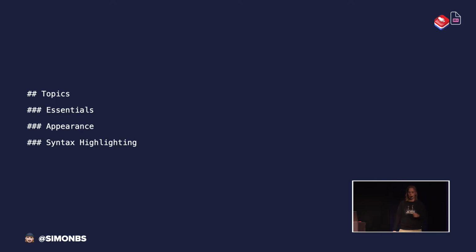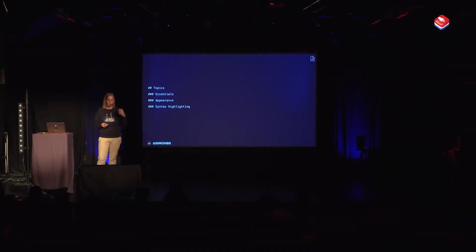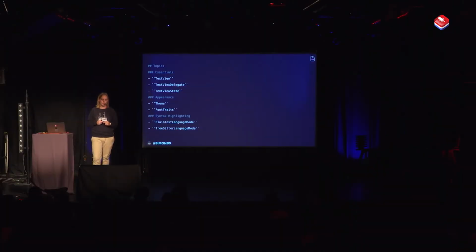We'll add a Markdown file with the topics that are relevant for our framework. In this case, we have essentials, any essential types to get our users started using our framework. We have something for tweaking the appearance of a text view, and we have symbols and types for adjusting the syntax highlighting. When we have our topics, we can list our symbols under each topic. In this case, one of the essentials is the text view and the text view delegate. And so we'll add those again with this double backtick syntax. And under appearance, you'll find something like theme and font traits, and so on.